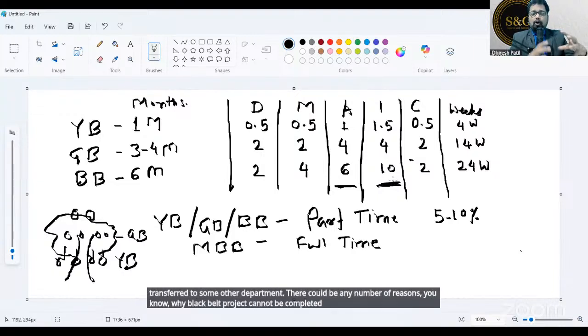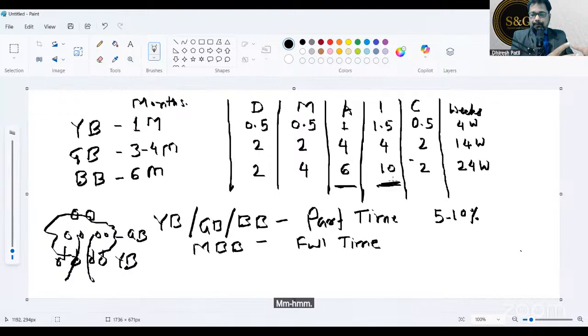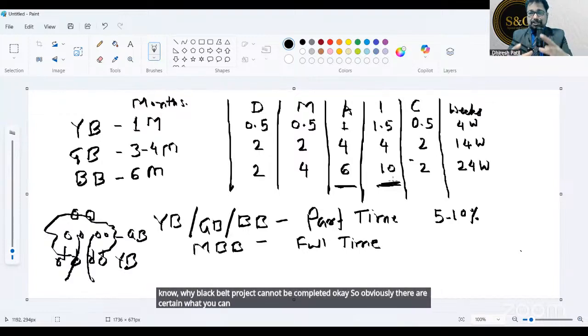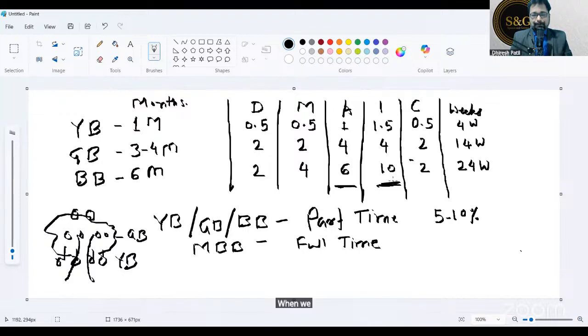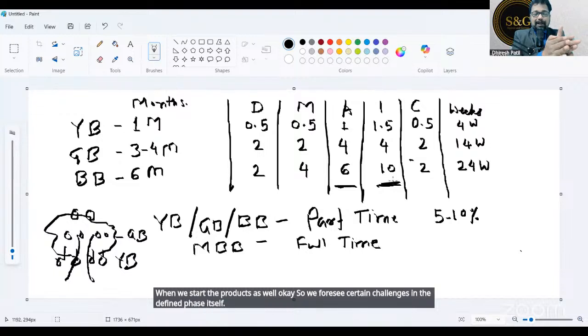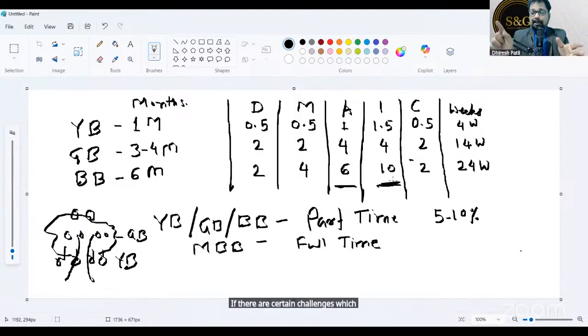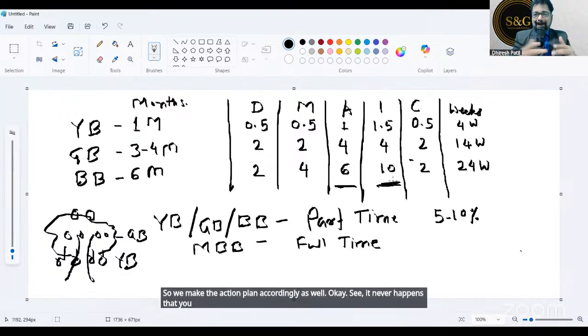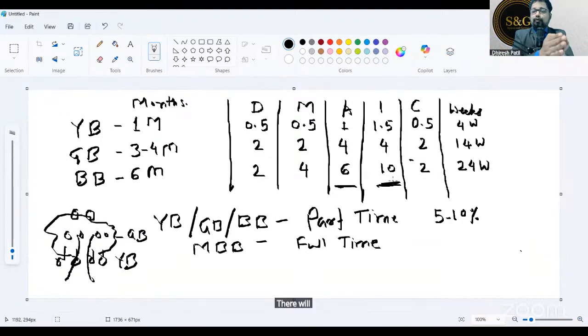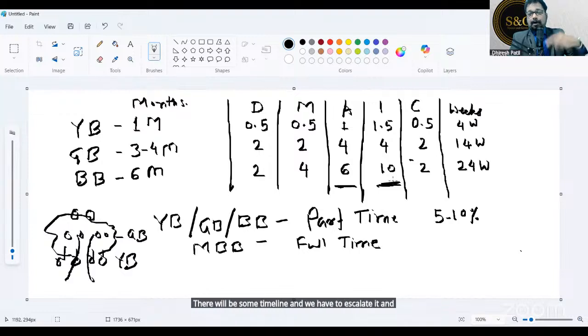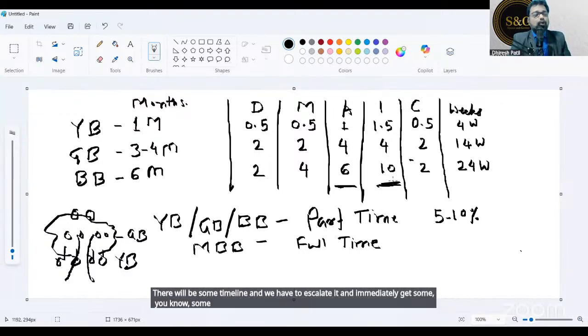Obviously, we do a failure mode and effect analysis when we start the projects as well. So we foresee certain challenges in the define phase itself. If we foresee that this project can suffer from certain challenges, we make the action plan accordingly. See, it never happens that one morning you wake up and everything has changed, right? There will be some timeline, and we have to escalate and immediately get some planning going towards it.